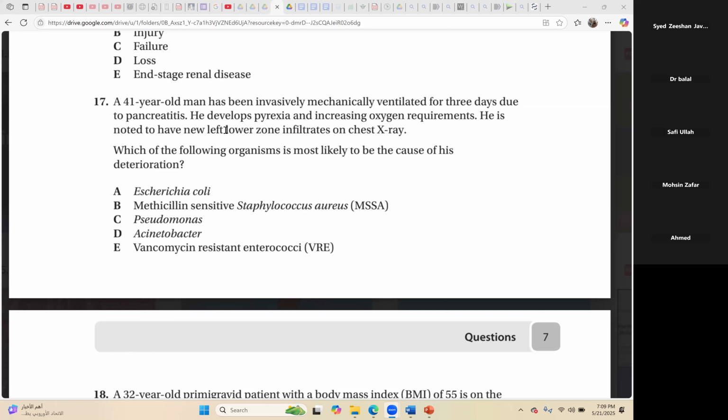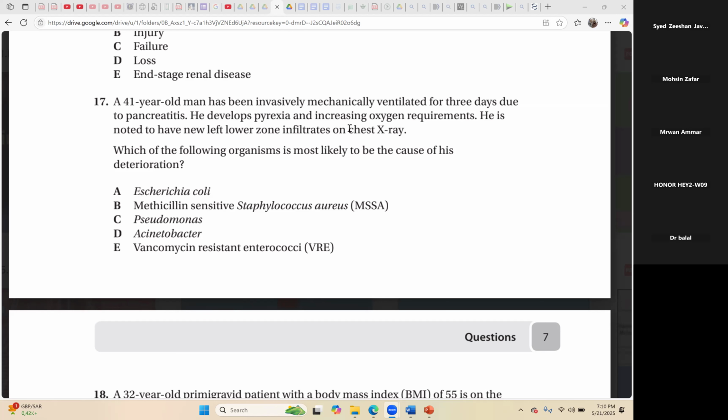The first question today is: a 41 year old man has been invasively mechanically ventilated for 3 days due to pancreatitis. Just for a revision, pancreatitis is one of the conditions which is a precursor for sepsis and ARDS. In some other conditions, like trauma or excessive blood transfusion, the pancreas is very sensitive. Even a stone in the biliary tree can lead to pancreatitis. There are so many things which are correlated, and vice versa. Pancreatitis can lead to sepsis and ARDS, and a number of conditions can lead to pancreatitis.